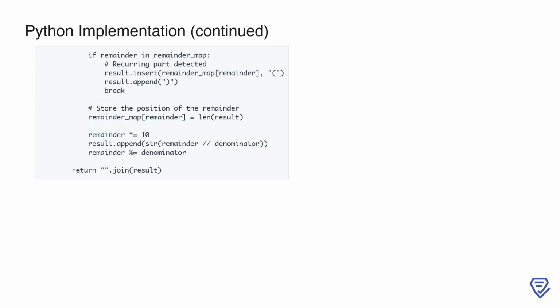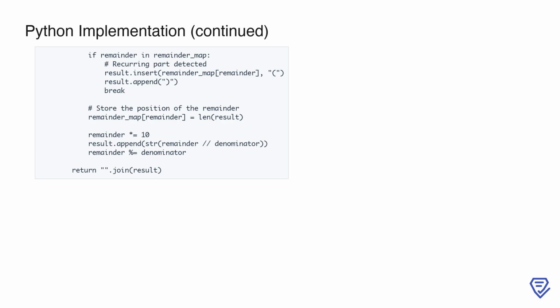Now, we enter a while loop that continues as long as the remainder is not 0. The first step inside the loop is to check if the current remainder has already been seen in remainder_map. If it has, this indicates the start of a recurring cycle in the decimal, so we insert an opening parenthesis at the position stored in the map and append a closing parenthesis to the result before breaking out of the loop. If the remainder is not yet in the map, we record its position in the result list by mapping it to the current length of the list.